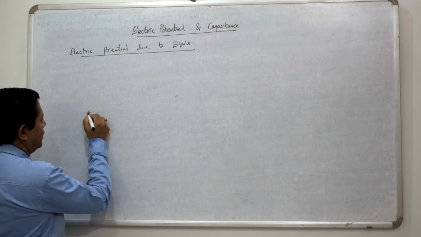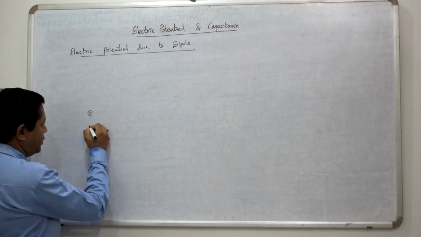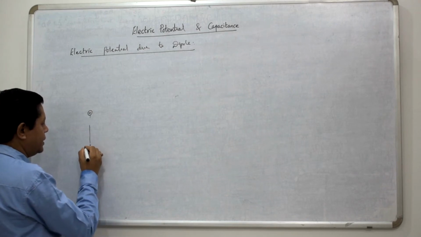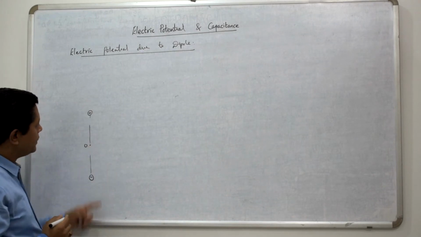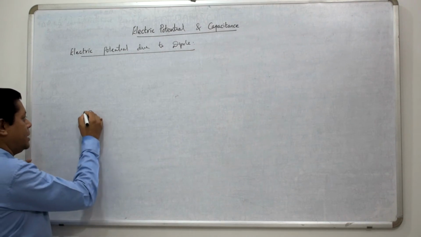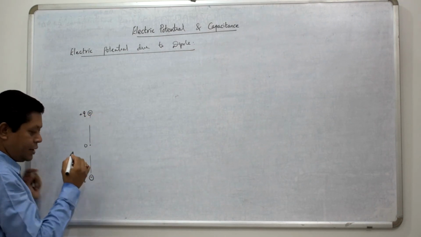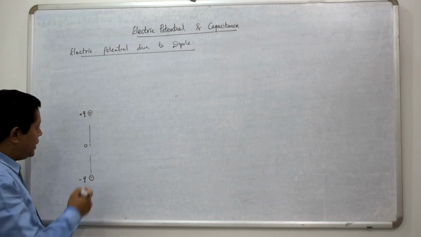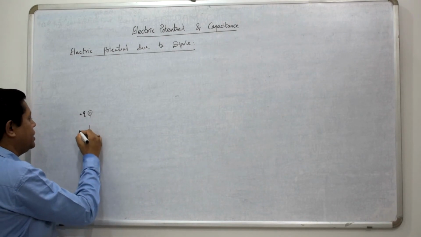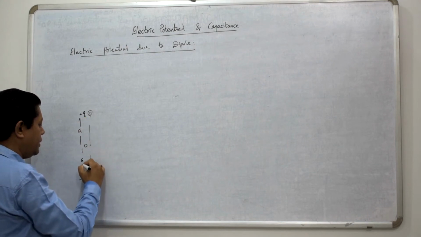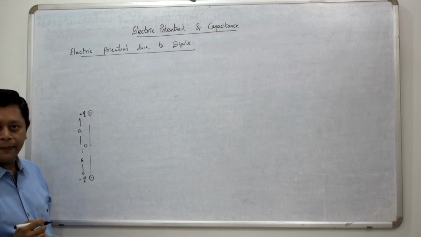Electric dipole is a system of two equal and opposite charges separated by a certain distance. Let this be the center of dipole. Positive and negative charge, let's say each of magnitude q. One is positive, another is negative. They are separated by distance 2a, each charge at equal distance a from this center.